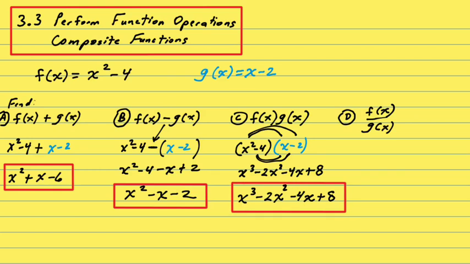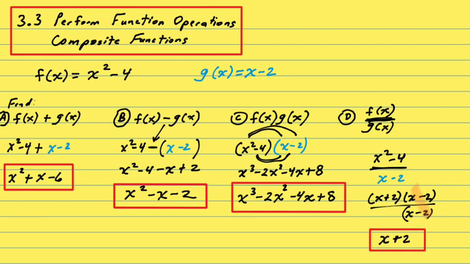And finally, if it says to divide them, I have f of x, and it's division, so I divide by g of x. I think the numerator factors into a difference of squares, conjugates, x plus 2, x minus 2, in which case the x minus 2's might divide out, and it would simplify to x plus 2. Anyway, those are the function operations. It'll either be addition, subtraction, multiplication, or division. They're going to give you two functions, and you perform whatever operation they give you.